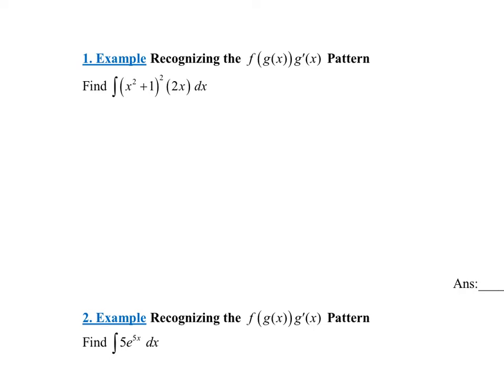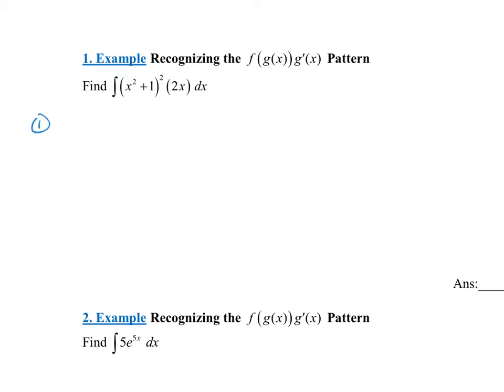Alright, so let's start on U-substitution. Here's example 1. It says recognizing the pattern. So what it's doing is saying, look, if you want to find the antiderivative of this, we also need the derivative of the inside, and that's 2x. So rather than quote-unquote recognizing the pattern, I'm going to show you the actual process for U-substitution.